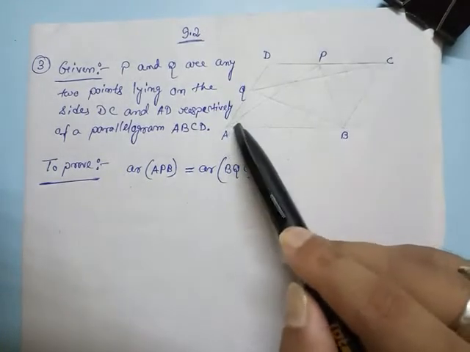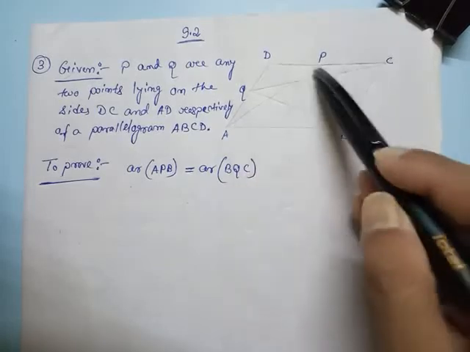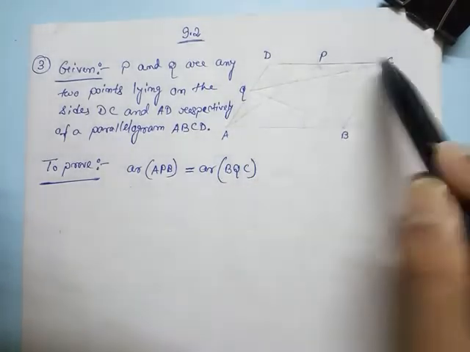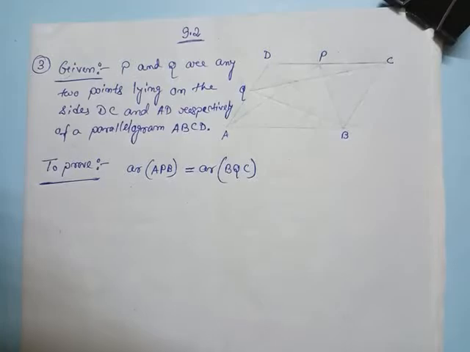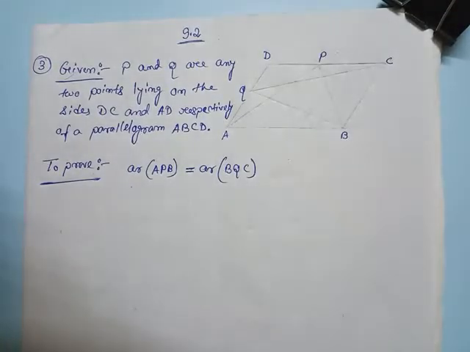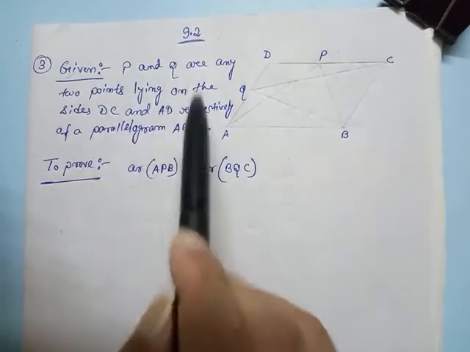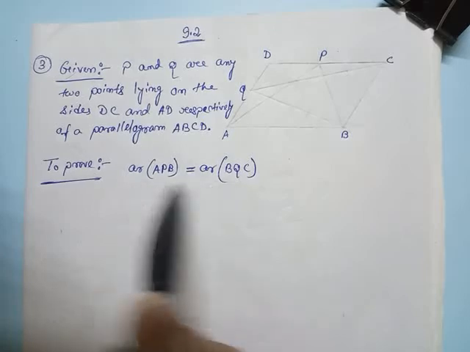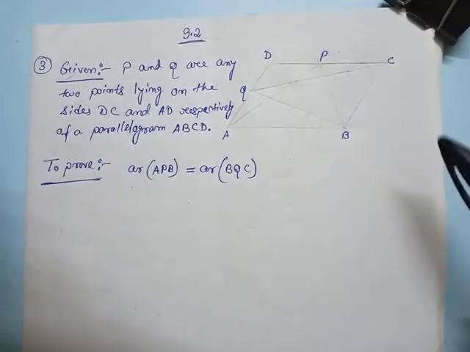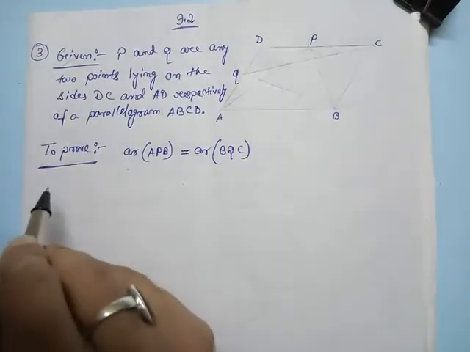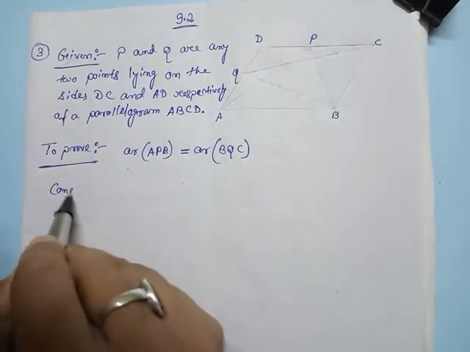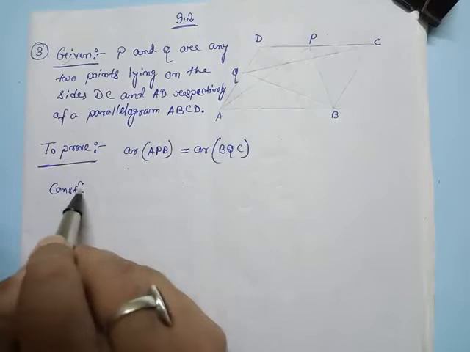So now in the diagram APB is a triangle and BQC is a triangle. We have to prove that area of APB and BQC are equal. So this part is given. I have written from the book, and this is to prove also given in the book. Now I will write here construction, the next part. Now student, next part is construction.